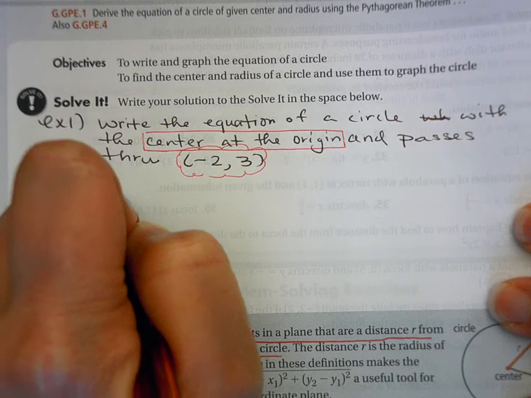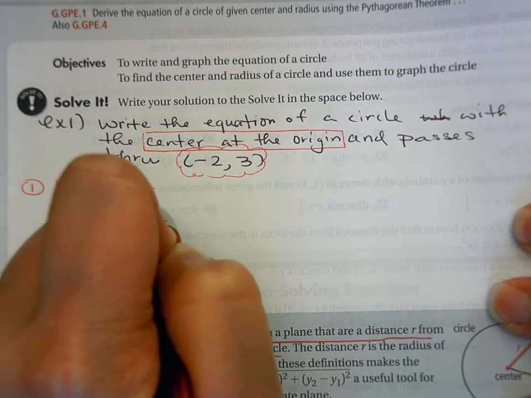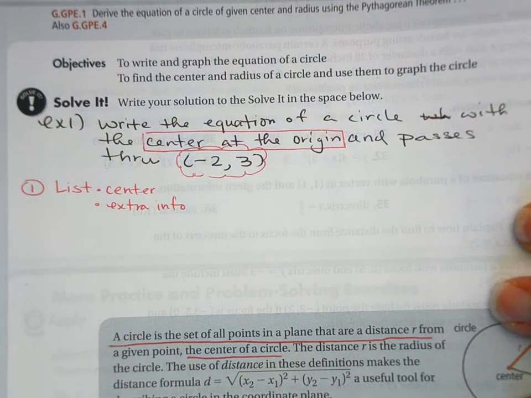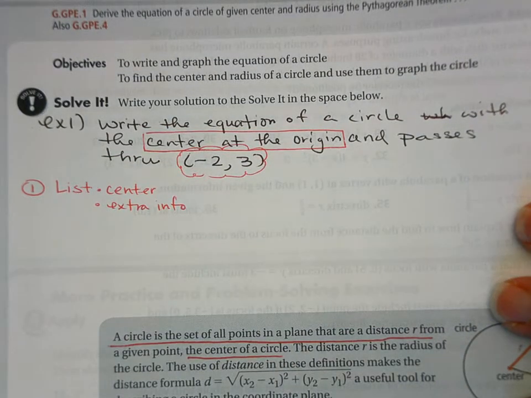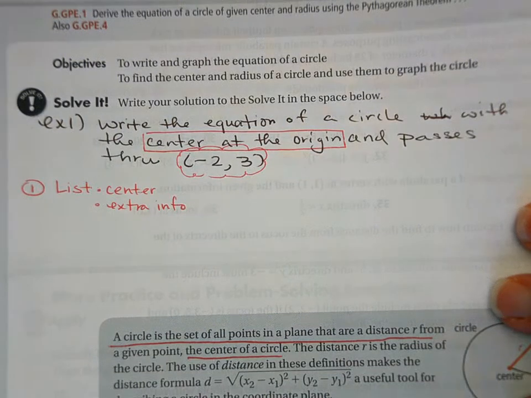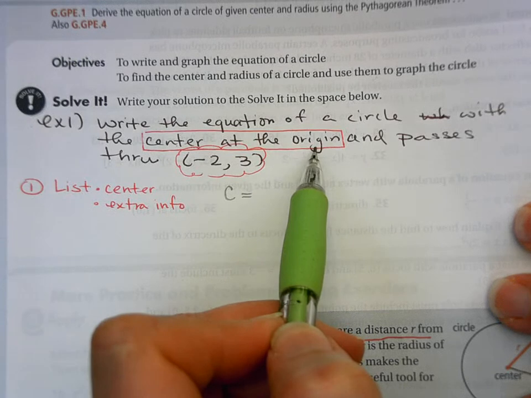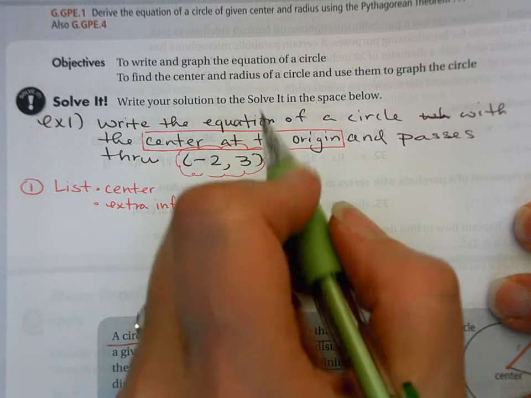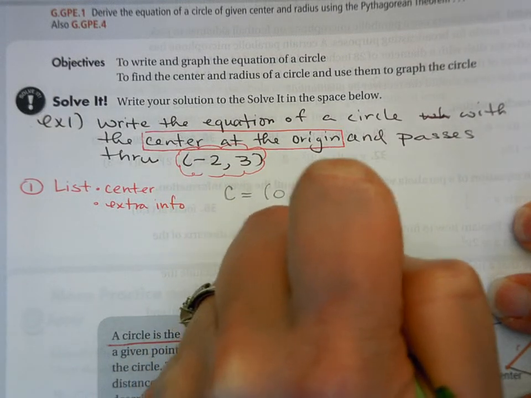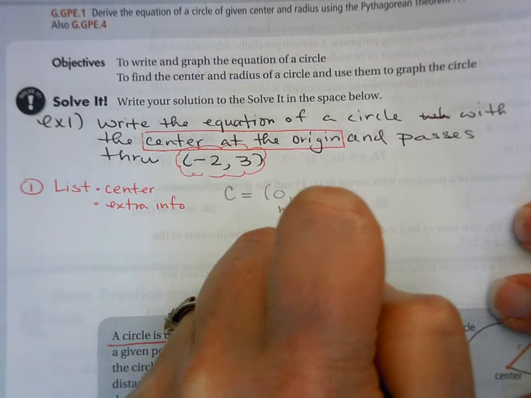So we're going to list what our center is and any extra information. Sometimes that's a radius, sometimes that's a point, but we want to list this out so we don't get bogged down in what we have, and we want to make sure that we're using proper notation. So for us, I'm going to use C for center. Our center is at the origin, so that's the middle of the graph, where x is 0 and y is 0. So there's our center, and we know that's our h and our k value.